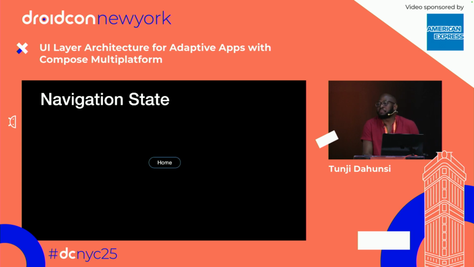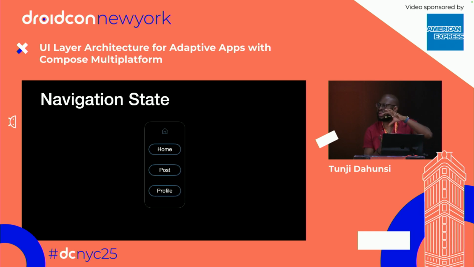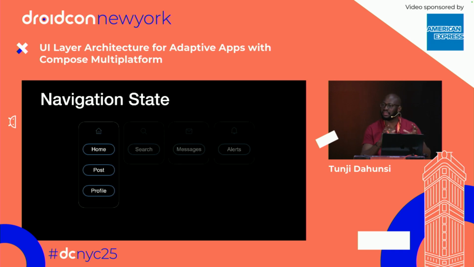Imagine you're building an app, you're in your home screen, right? And on the home screen, you push a button, you go to the post screen. You push another button, you're on the profile screen. And all of a sudden, you kind of have this back stack. But if you're building a modern app, it's not just a single step, because most modern apps have either a bottom navigation bar or a navigation rail.